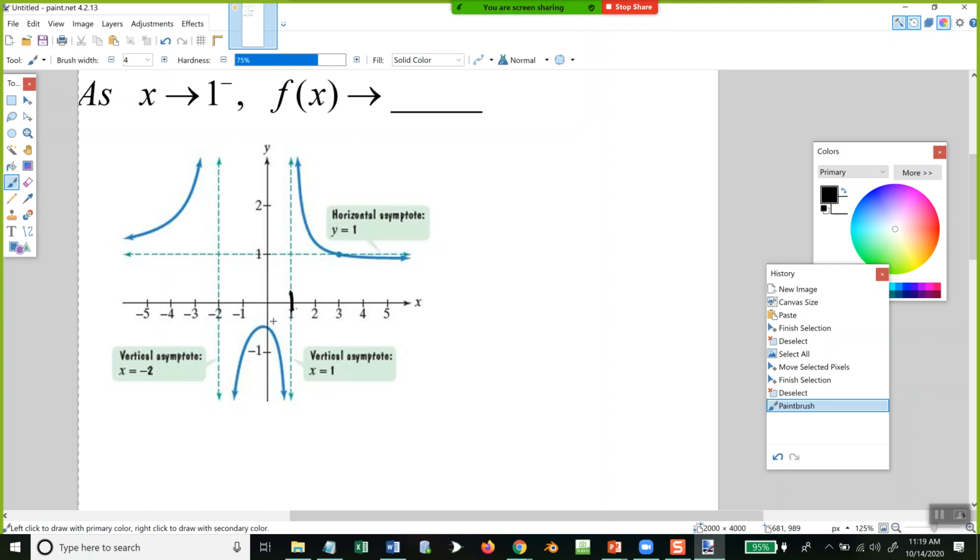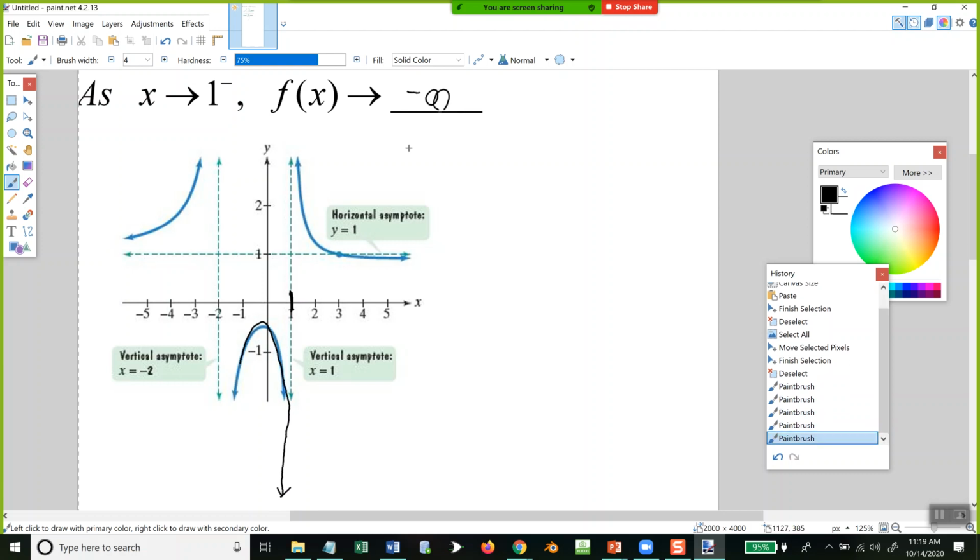Right here is x equals 1. So I'm tracing my graph, getting closer and closer to that. So here I'm tracing my graph, getting closer and closer to that. Where's that going? Negative infinity. Yeah, this is going down forever, isn't it?